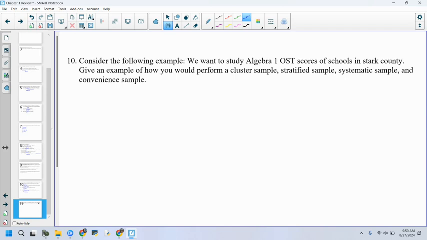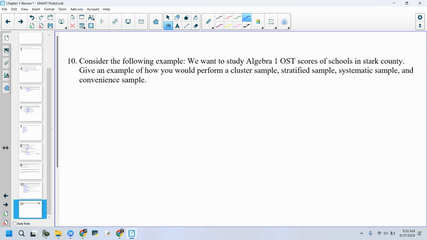Cluster sample, a plus and minus of a cluster sample. Positives, if I said I'm only going to choose students from Lake, I'm going to get really good data from the kids at Lake, right? But I have zero diversity in a cluster sample, because if I really wanted to study all students at Stark County, that's silly, to choose only the kids from Lake.